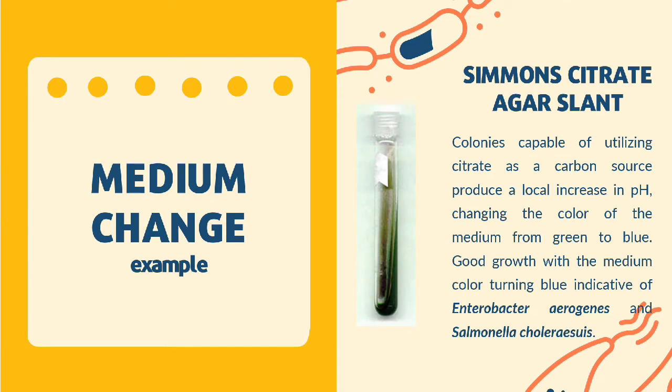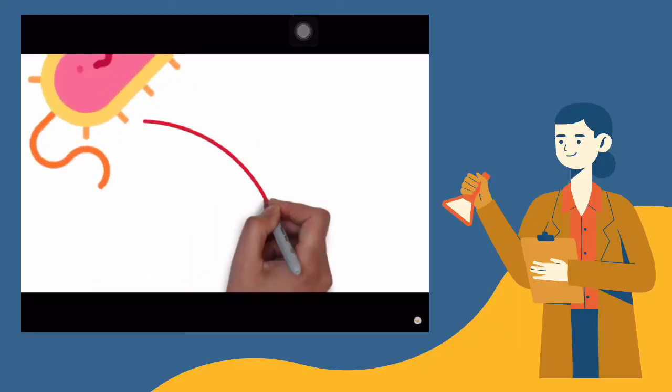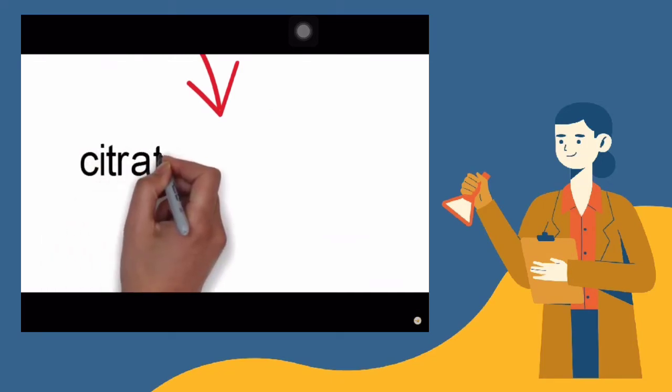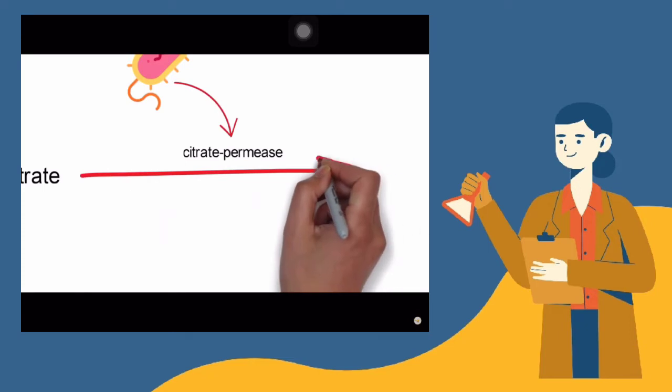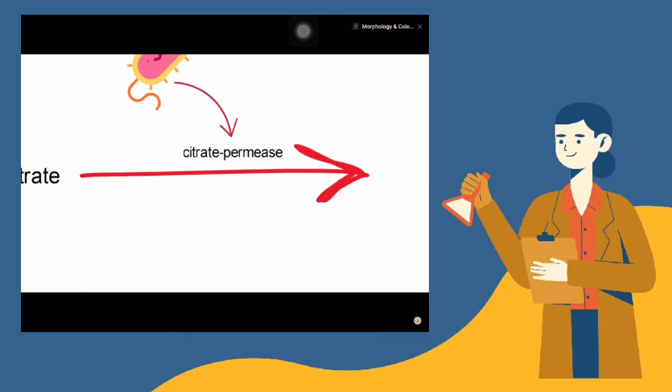Medium change. An example of medium change in agar slants is Simmons citrate, which is used to test an organism's ability to utilize citrate as a source of energy. Some types of bacteria can grow on this medium and produce an enzyme called citrate permease that is capable of converting citrate to pyruvate and carbon dioxide.